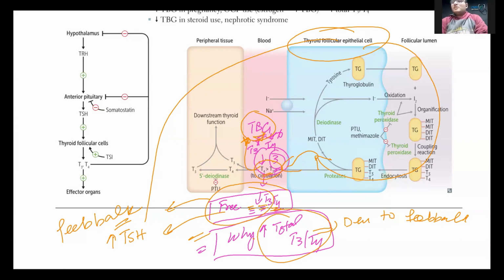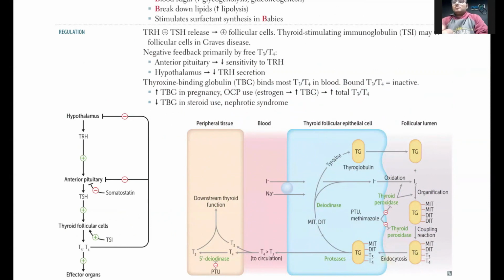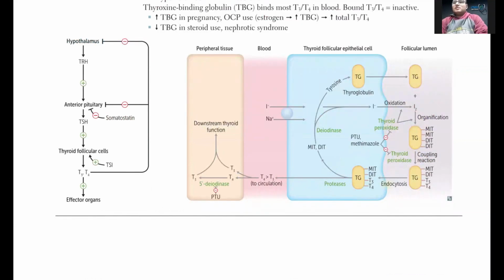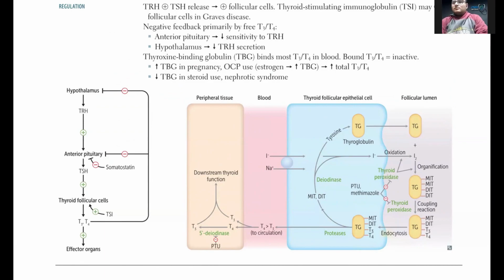So this is the logic of why total T3, T4 is increased: the feedback response increases TSH-mediated T3, T4, and more T3, T4 is captured by the thyroxine binding globulin. So total T3, T4 will be high, but free T3, T4 will be low. This happens in hyperestrogenic conditions, pregnancy, and oral contraceptive use.